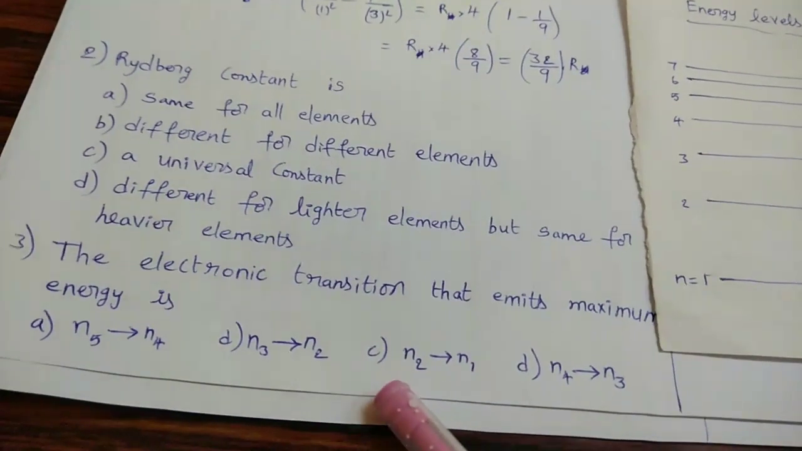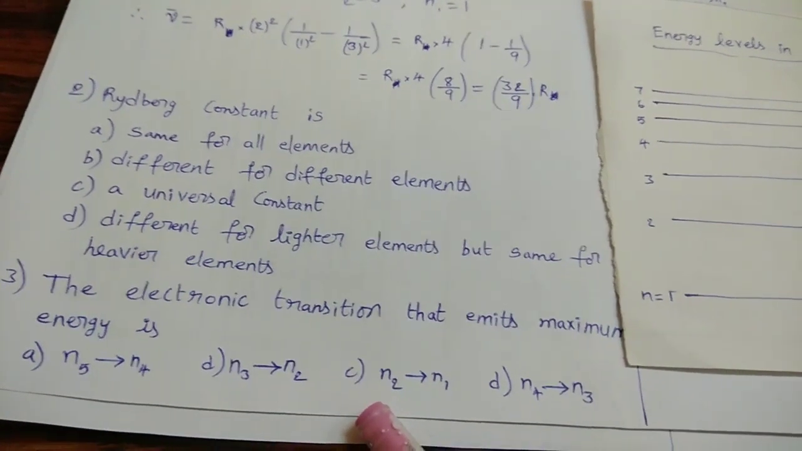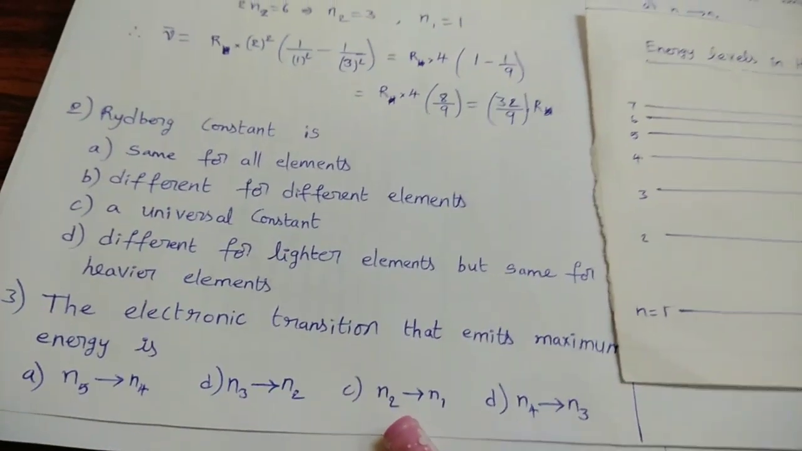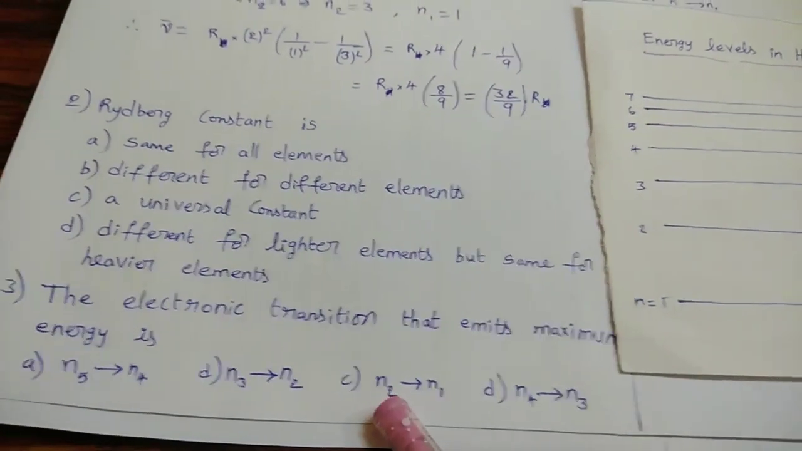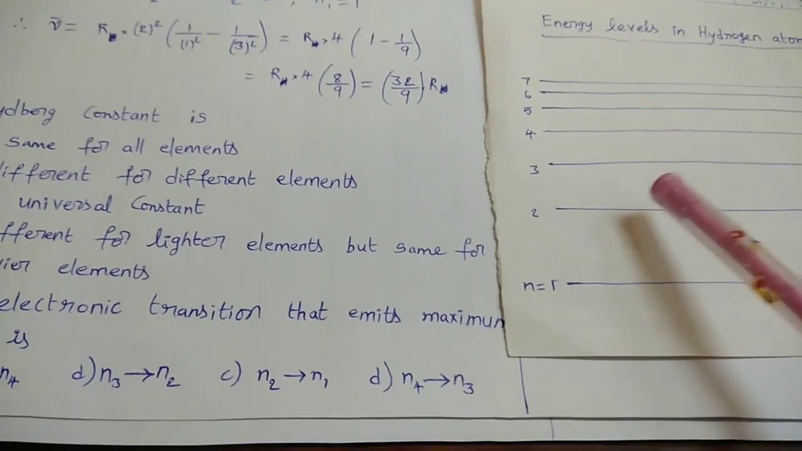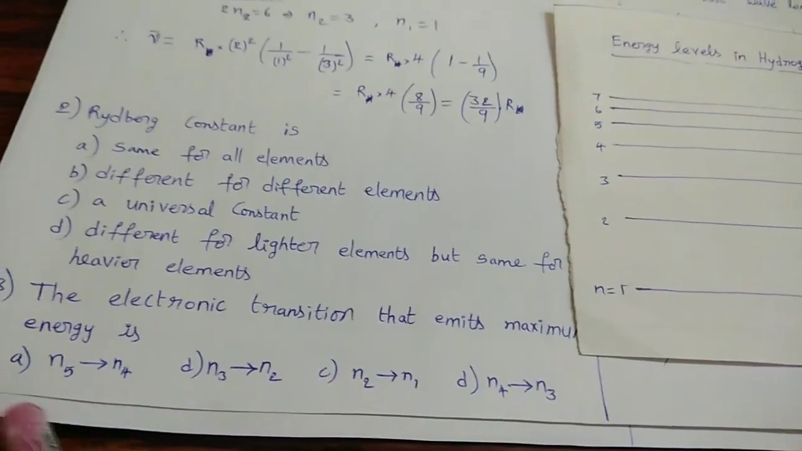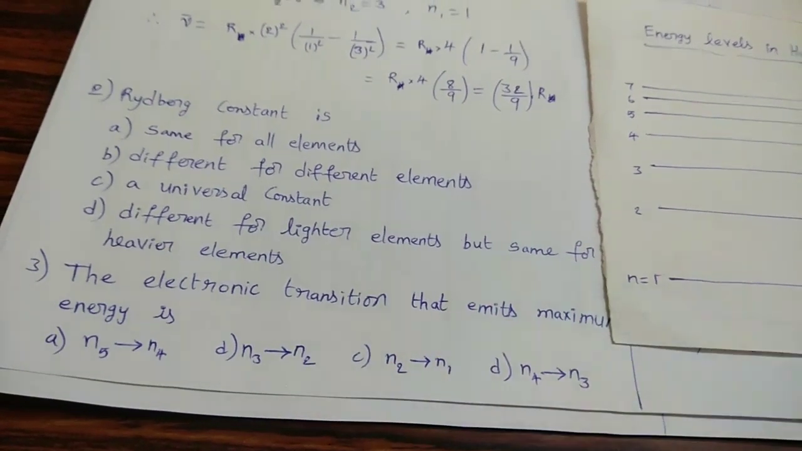So option C is the answer. Understand carefully. Generally, you may make mistakes in this type of questions. Remember this diagram and then answer this type of questions. Between second orbit and first orbit, energy difference is more compared to the remaining options. That's why option C is the answer. Next, say the next one.